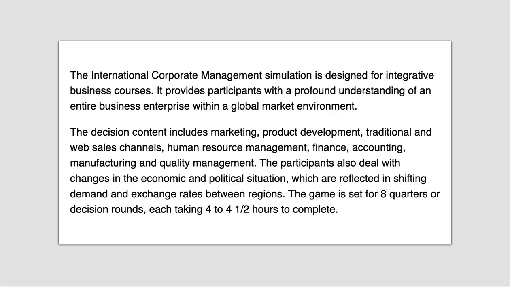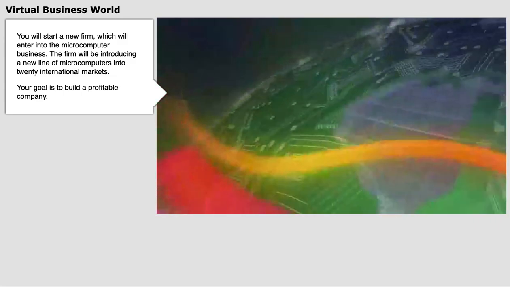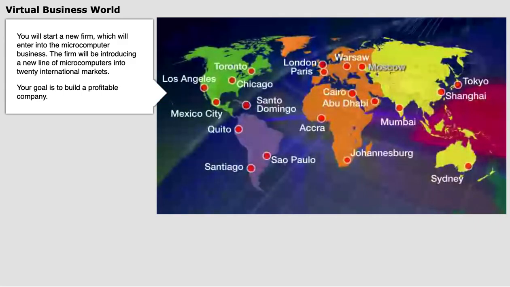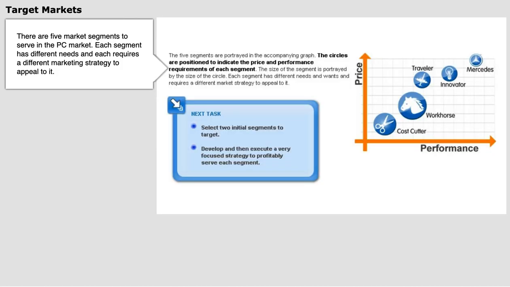exchange rates between regions. The game is set for 8 quarters or decision rounds, each taking 4 to 4.5 hours to complete. You will start a new firm, which will enter into the microcomputer business. The firm will be introducing a new line of microcomputers into 20 international markets. Your goal is to build a profitable company. There are 5 market segments to serve in the PC market. Each segment has different needs and requires a different marketing strategy to appeal to it.